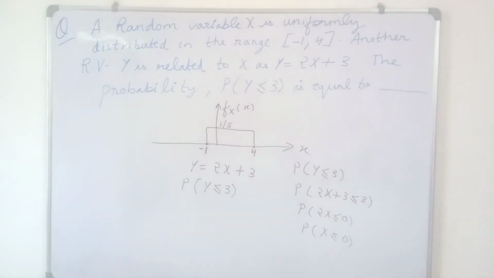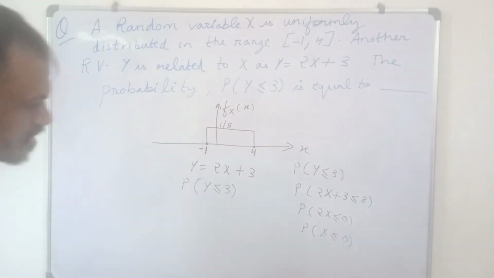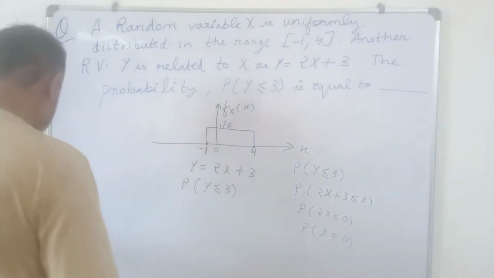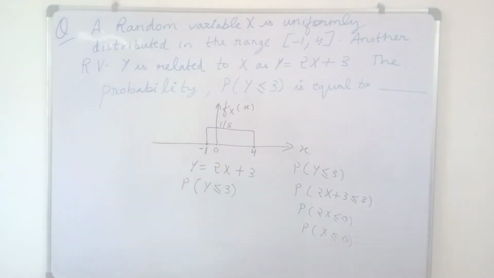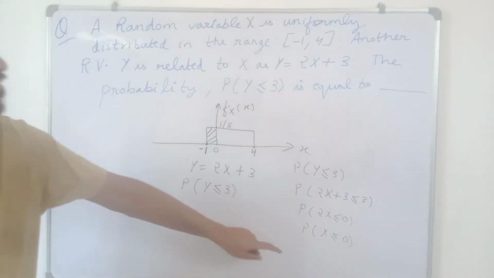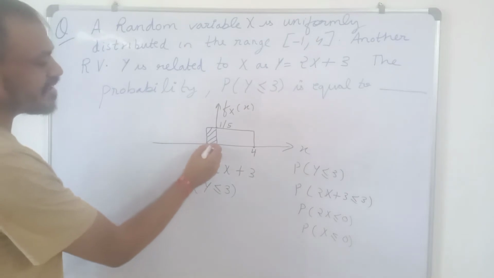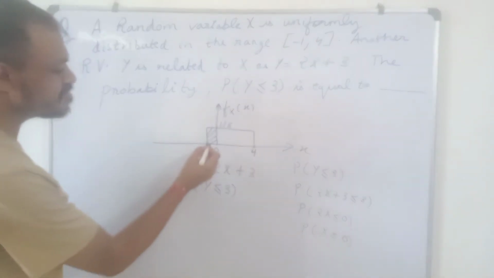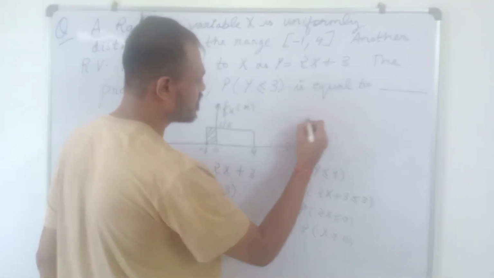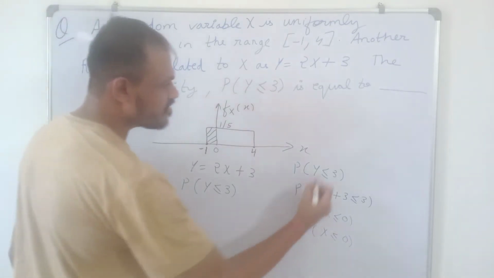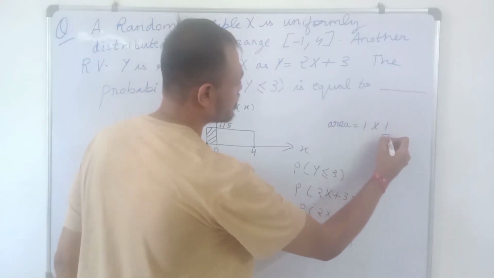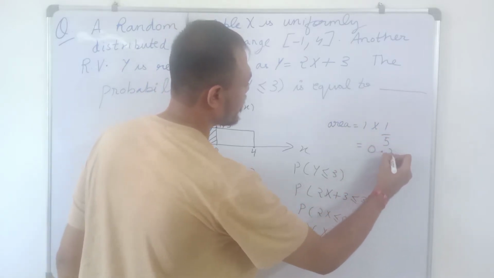So we have to find the probability of x is less than or equal to 0. If this point is 0, then because x is from -1 to 4, we have to find this probability. Finding this probability means finding the area of this rectangle. So the area of this rectangle will be equal to 1 into 1 upon 5, so the probability is equal to 0.2.